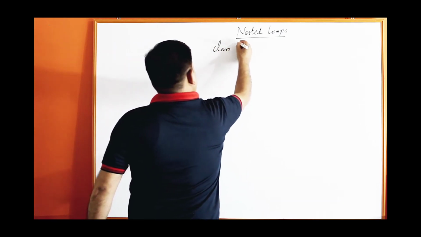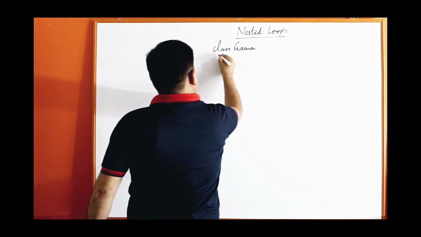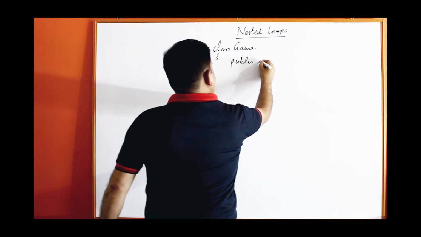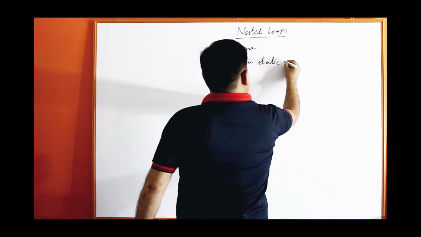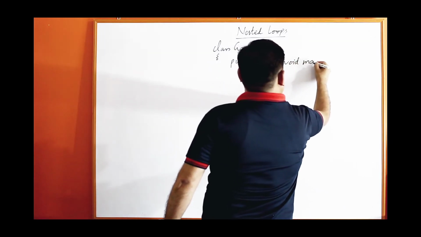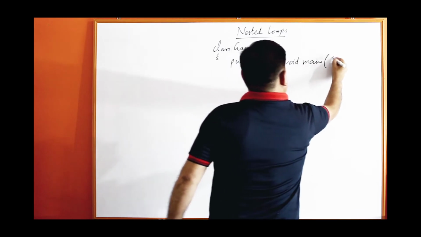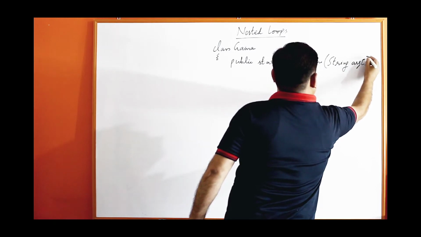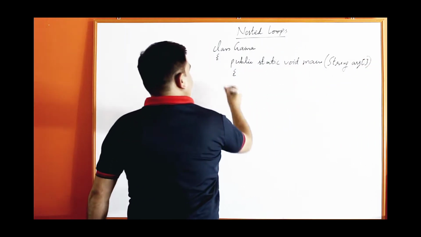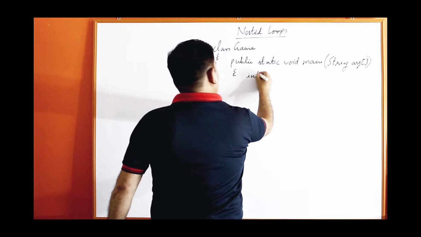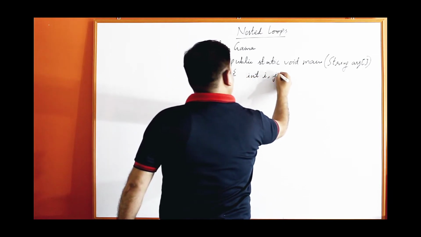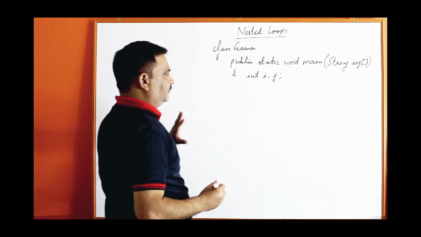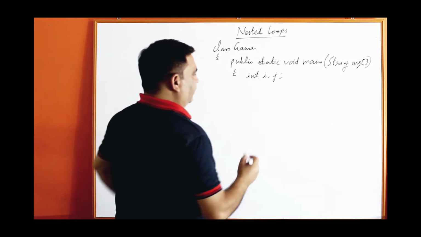Make any class, the class name is, suppose, Gamma. Make one function: public static void main, String arguments. So I have to make two loops, that's why I am declaring two variables in the beginning, one for the outer loop, one for the inner loop. First of all, I am making the inner loop.